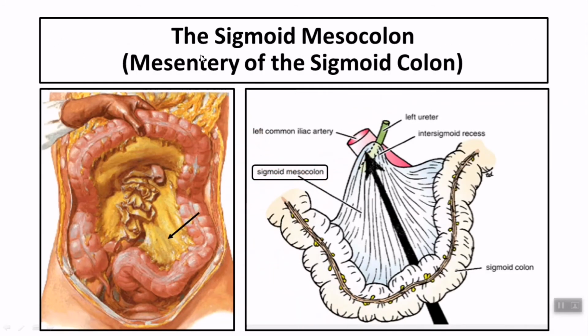The sigmoid mesocolon, the mesentery of the sigmoid colon. Also, it is a double layer of peritoneum which has its root in an inverted V shape, attaching the sigmoid colon to the pelvic wall.